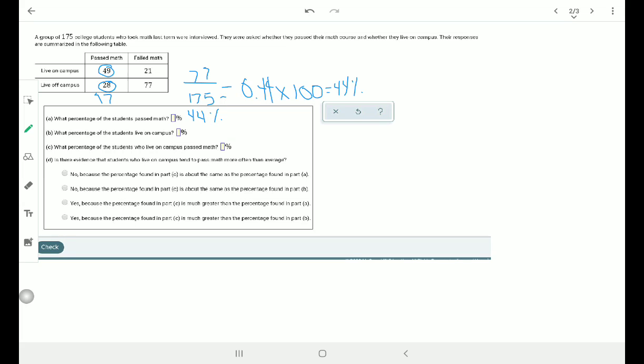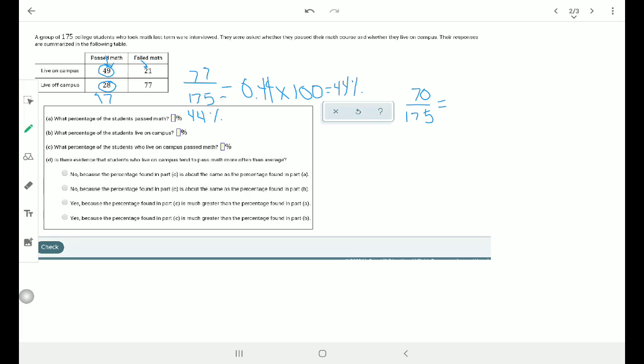Part B says, what percent of students live on campus. So I have to look: 49 that passed math live on campus, and 21 that failed math live on campus. If I add those two together, 49 plus 21, I get 70 total students live on campus out of a total of 175 students.